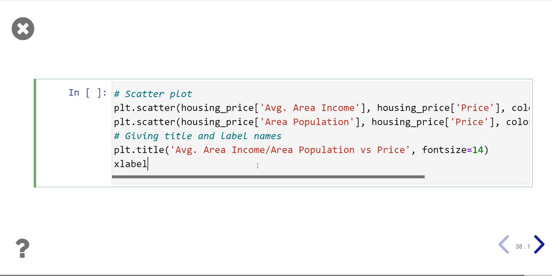Then the X label. What's the X label? The X label is definitely average area income. Average area income is what? Red, right? So we can actually put red. Then, comma, area population. This is blue. And we can set the font size to be the same as well.